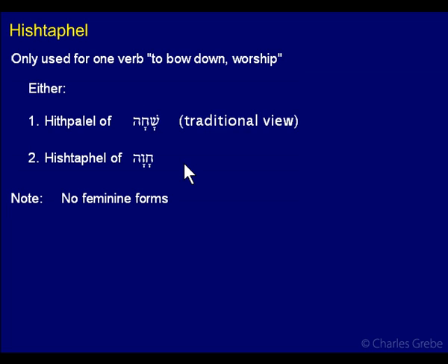The more common opinion now is that it's something called the Hishtaphel of Chava, and this is partly, Ross says, because there is something called the Shafel stem in East Semitic. So they think it corresponds to that. Biblical Hebrew, of course, being a Northwest Semitic language, but related to East Semitic. So, whatever. This is not really that important for reading.